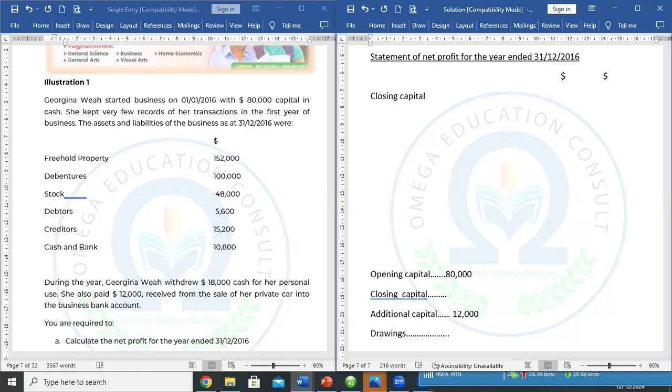For drawings, I think it's 18,000. Okay, so the drawings is 18,000 as it's boldly written here that she withdrew 18,000 cash for her personal use. So that's drawings. So what is left? We've seen our opening capital, additional capital, drawings. Where is the closing capital? My able professors, where is the closing capital? Yes, Ifya.